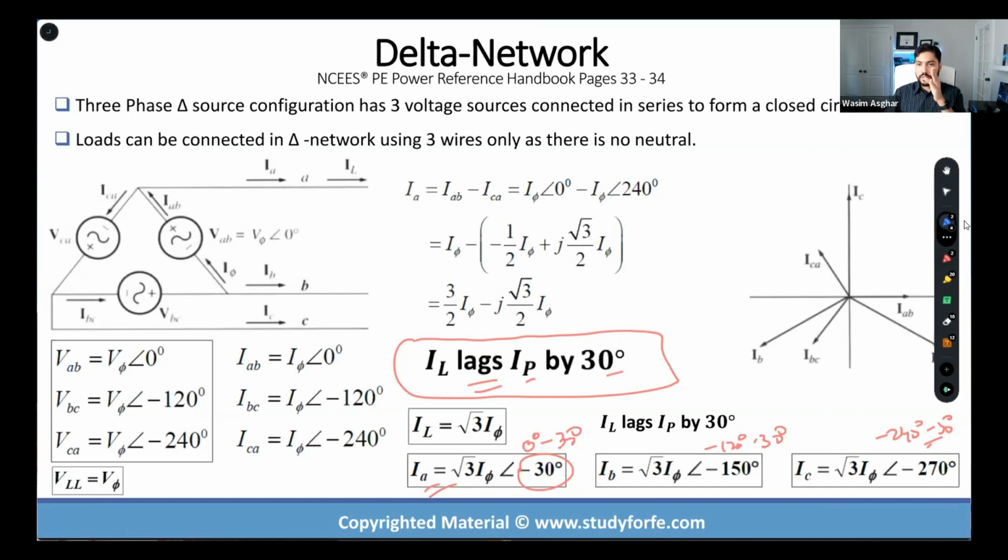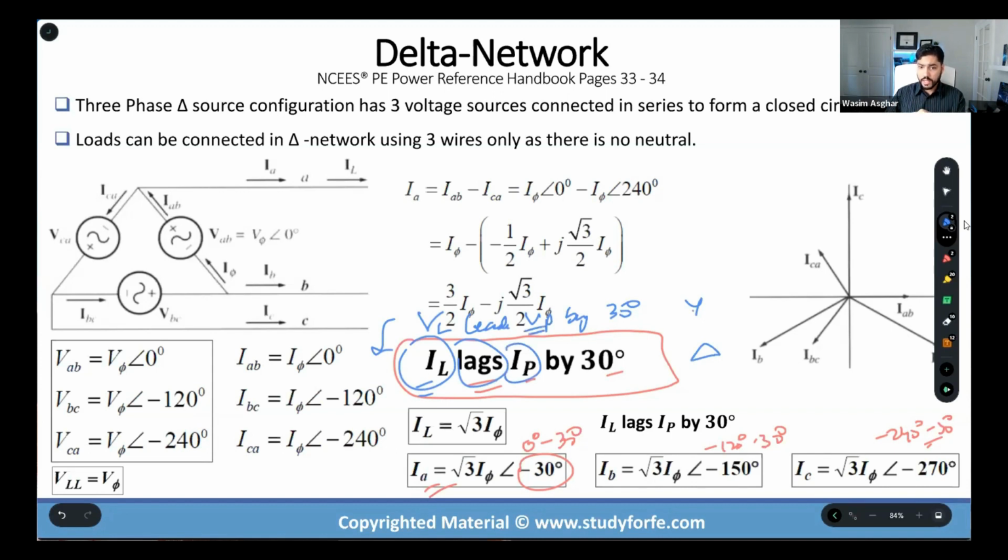A tip is: delta is focused on current, Y is focused on voltage. The equation for Y is given in the handbook. So change everything from Y to delta like this, okay? We were dealing with line voltage in Y. It was leading phase voltage by 30 degrees. Now we are dealing with line current. Flip the line voltage to line current. This is delta, this is Y. It was leading the phase voltage in the Y case. Now it's the current, lagging by 30 degrees. Okay, if you want to memorize it.